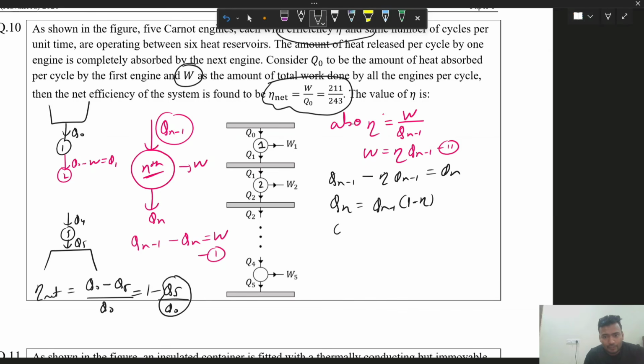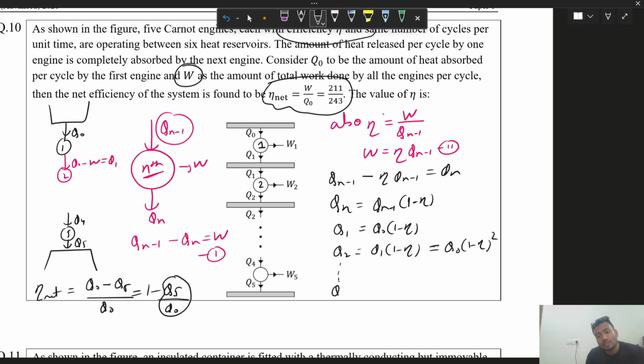So you think of it this way: अगर मैं n की जगह पे 1 लेता हूँ, if I'm talking about the first engine, so 1 minus 1, so that is Q naught 1 minus eta. अगर मैं Q2 की बात करूँ, so it should be Q1 then 1 minus eta, और Q1 का वैल्यू ये है, right? So it's kind of an iterated equation, it keeps on taking the previous value, and the number of iterations you are running up to 5. So it's like Q naught 1 minus eta squared.